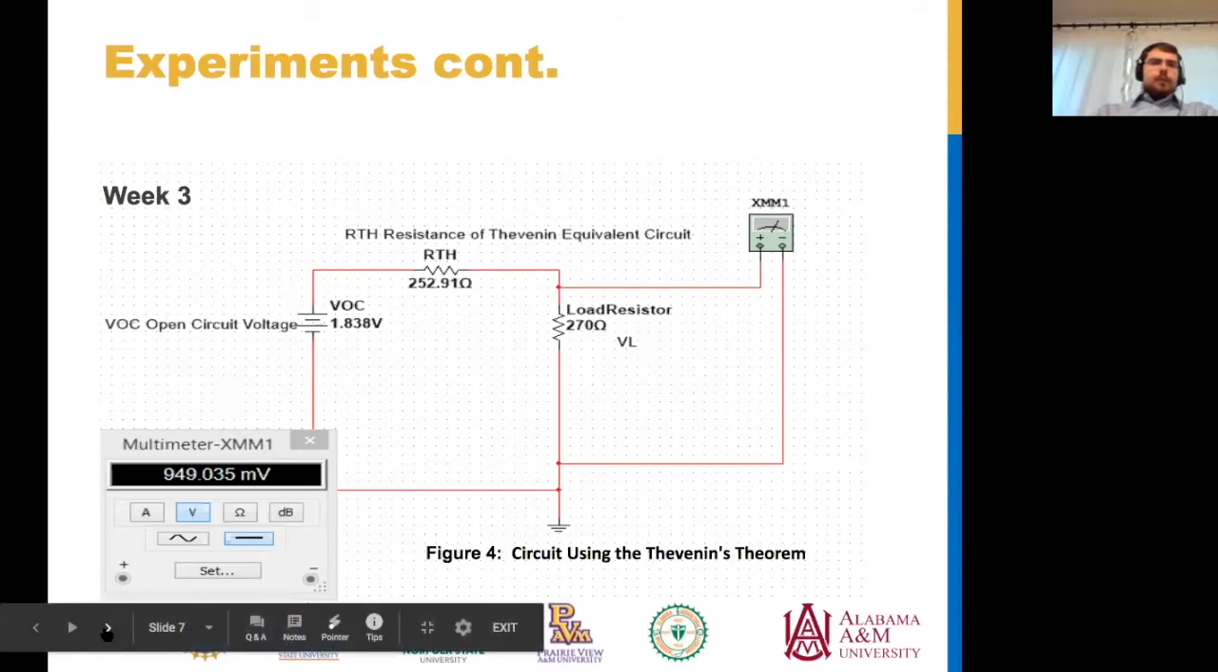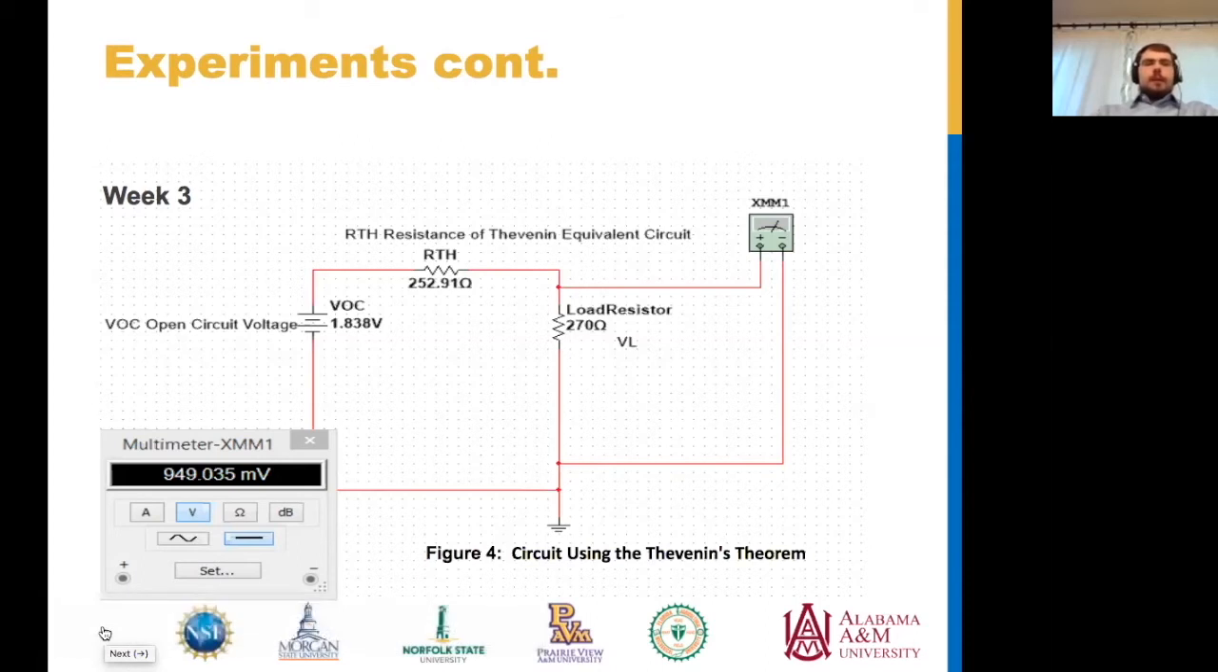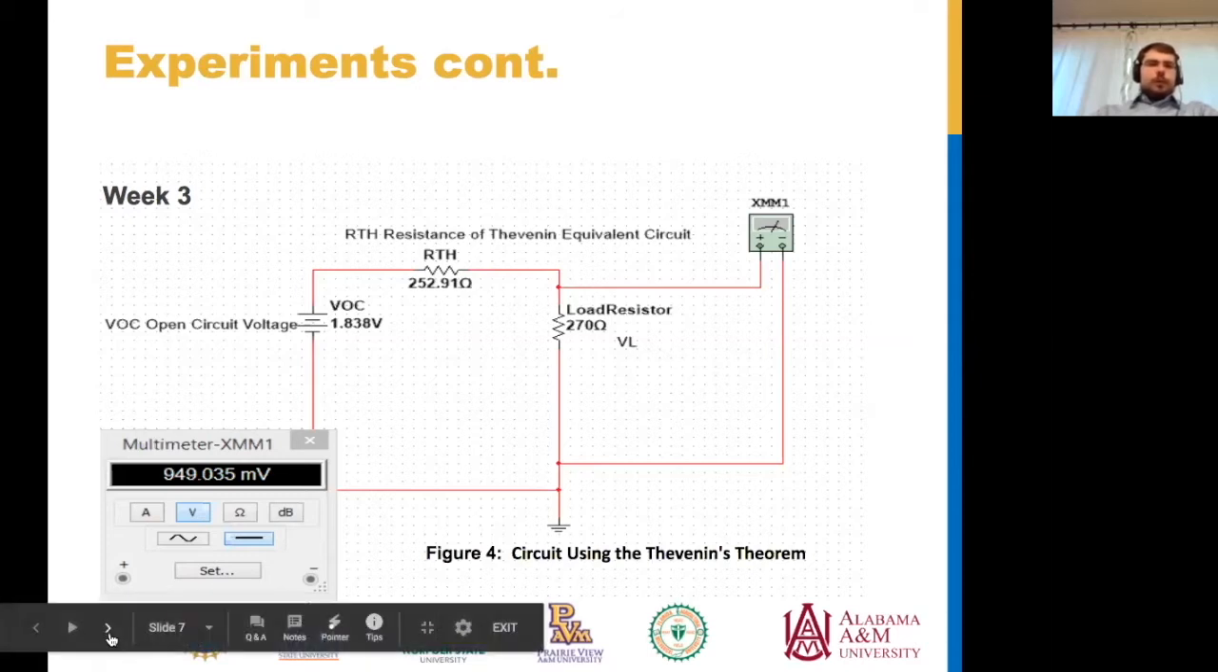Here in this picture is the end of a lab experiment that we did where we had to use Multisim to create a Thevenin equivalent circuit. We used an ohmmeter to find RTH, the total equivalent resistance of the circuit. And then we would also find the open circuit voltage and the load resistance.